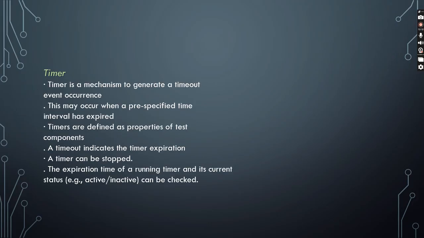Timer. A timer is a mechanism to generate a timeout event. This may occur when a pre-specified time interval has expired. Timers are defined as properties of test components. A timeout indicates the timer expiration. A timer can be stopped, and the expiration time of a running timer and its current status, for example whether it is active or inactive, can be checked.